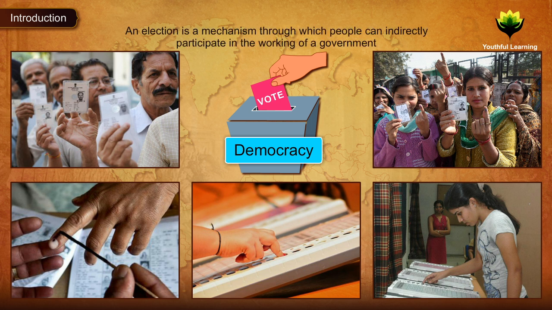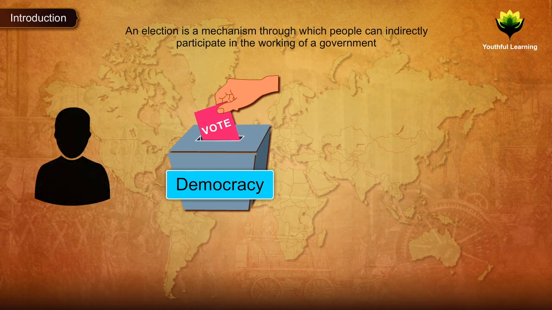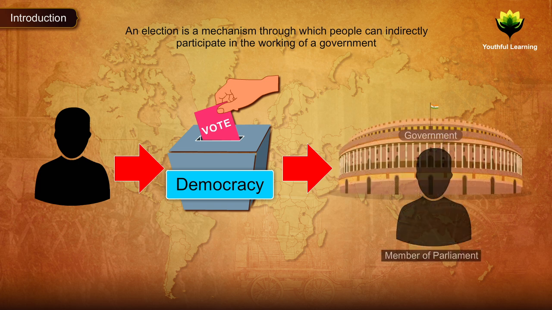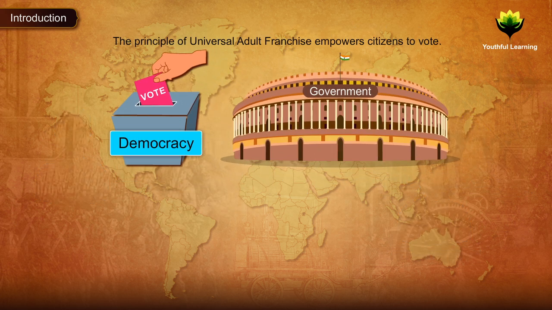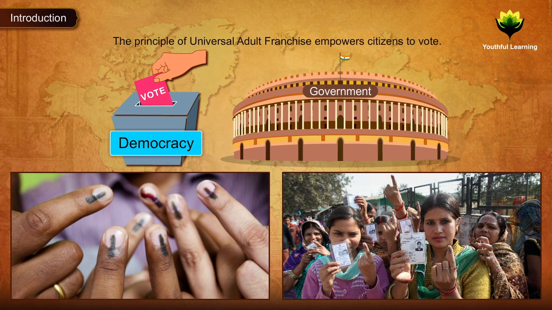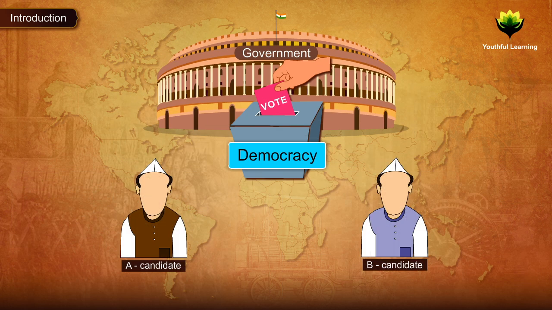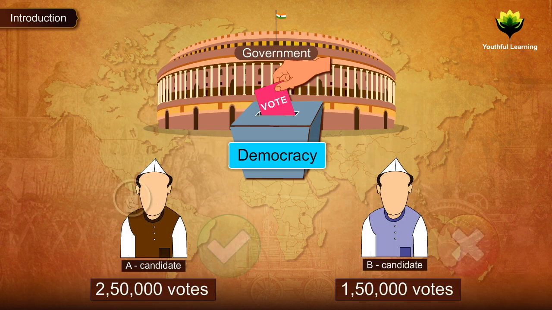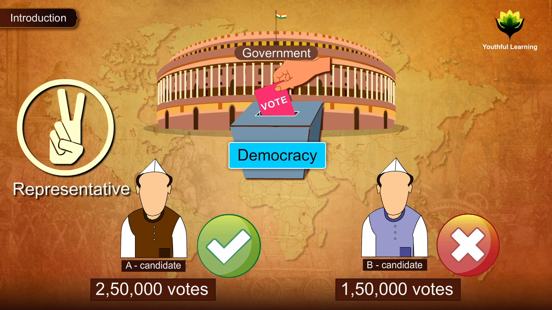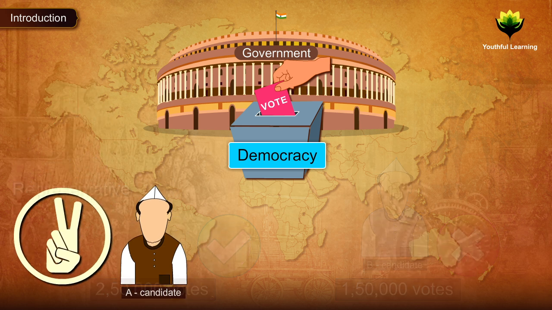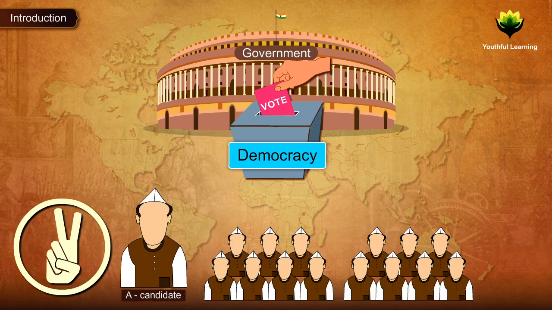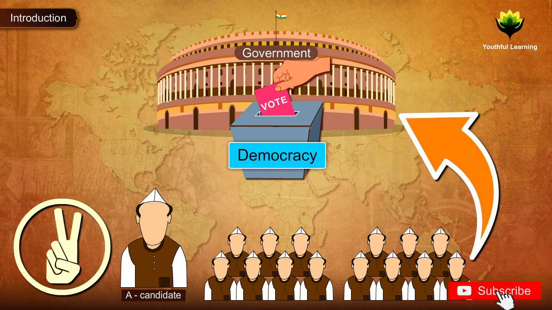An election is a mechanism through which people can indirectly participate in the working of a government and thus feel a sense of involvement. The principle of universal adult franchise empowers citizens to vote. The candidate with the maximum votes is elected as a representative. In this manner, a group of elected representatives together form a government.